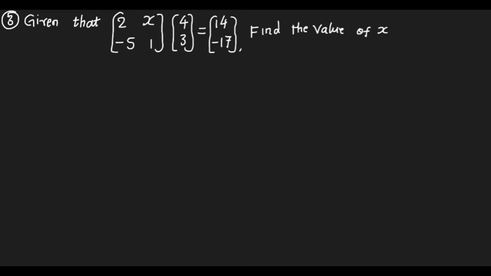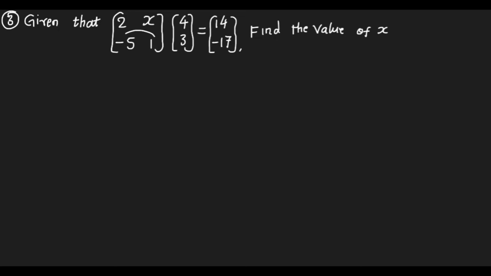So now we move on to question 3. Given that matrix 2, x, negative 1 and negative 5, 1 times 4 and 3 is equal to the matrix 14 and 17, find the value of x. So now let's look at the row where the x is. From the first matrix, we can see that the value of x is in the first row. So that is our area of interest.